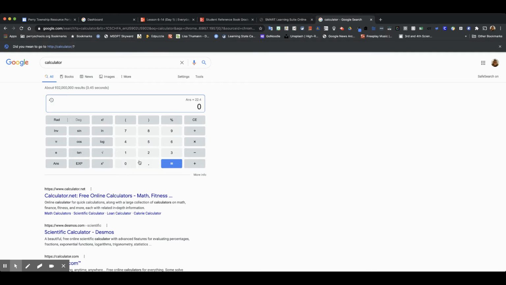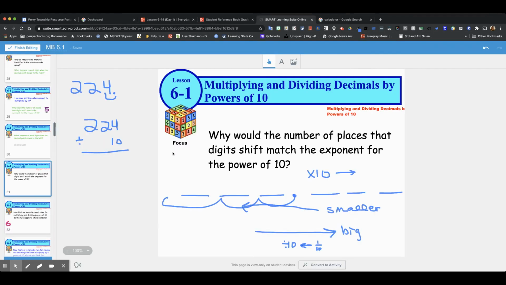Let's take that same number, 224, and divide it by 100. You get 2.24. Notice each time the decimal moves. And we know powers of 10 connect to those hundreds, thousands, tens, hundred thousands.